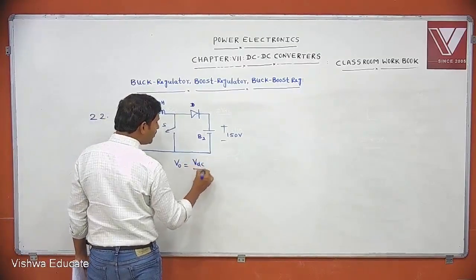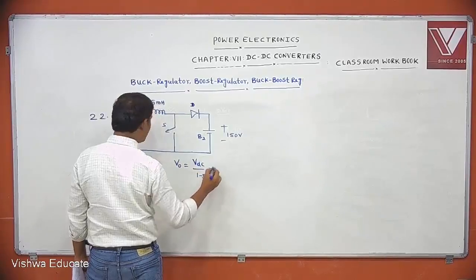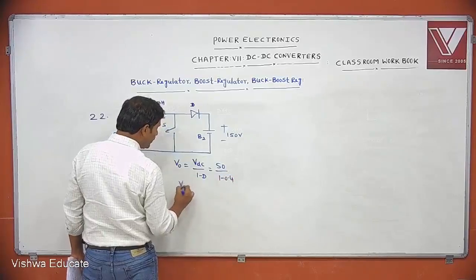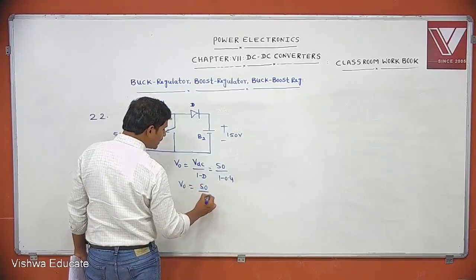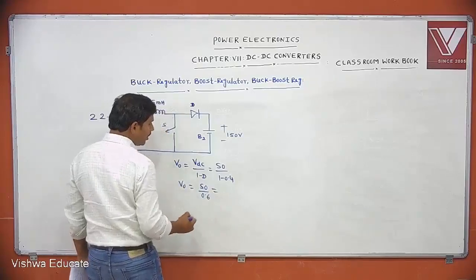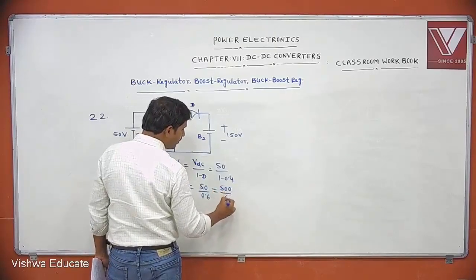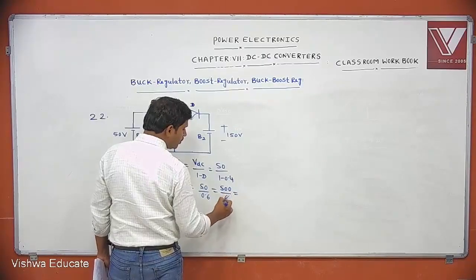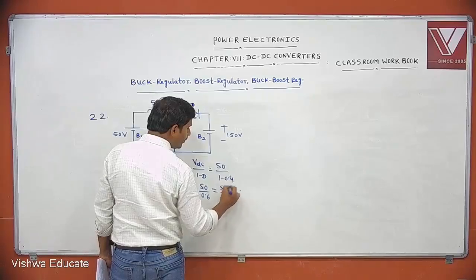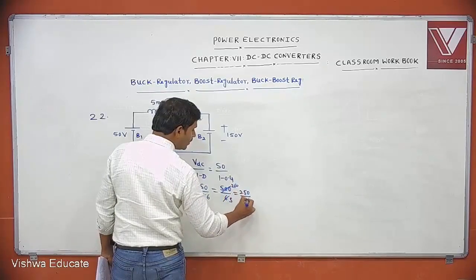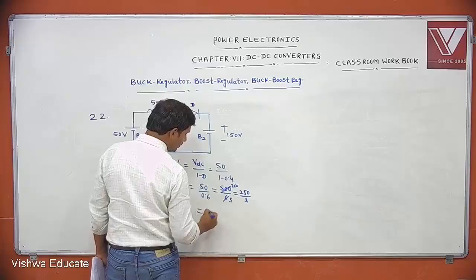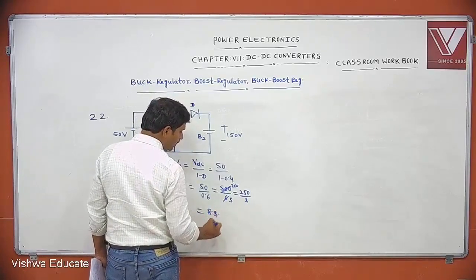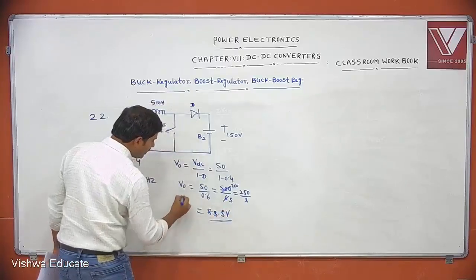Shall we write like this? V0 equals VDC by 1 minus D. What is VDC given? 50. 50 by 1 minus 0.4. Then what is V0? We get 50 by 0.6, which is 500 by 6. Simplify this: 250 by 3, which is 83.3 volts.